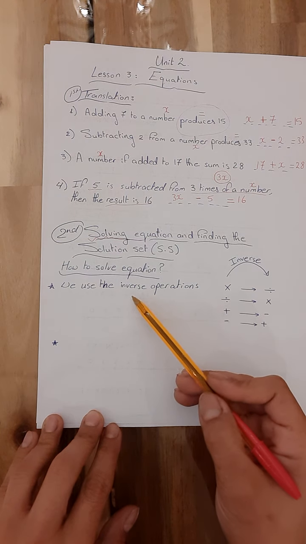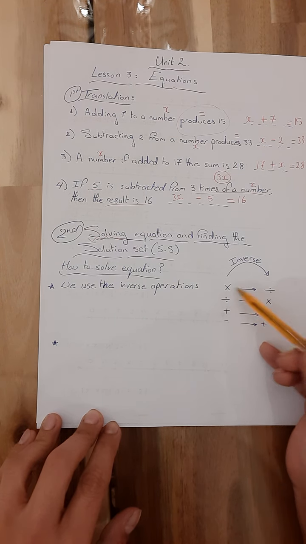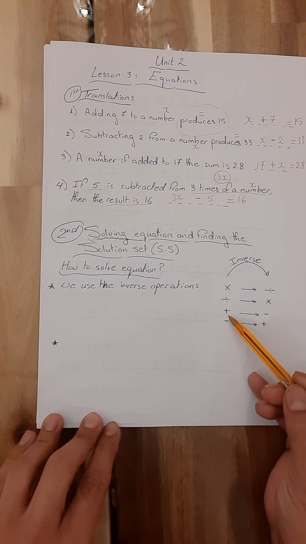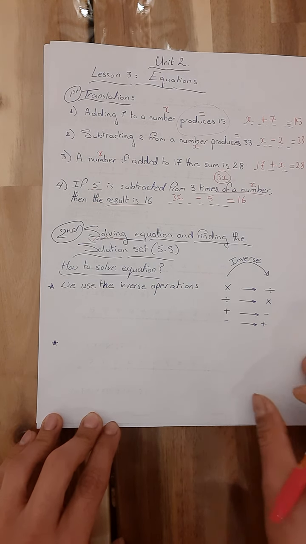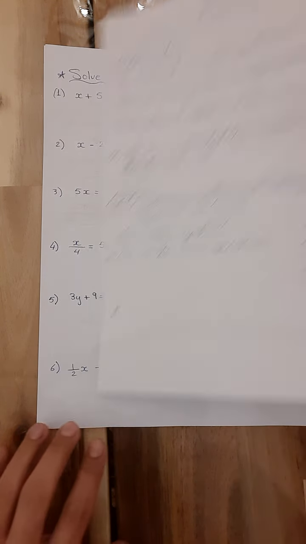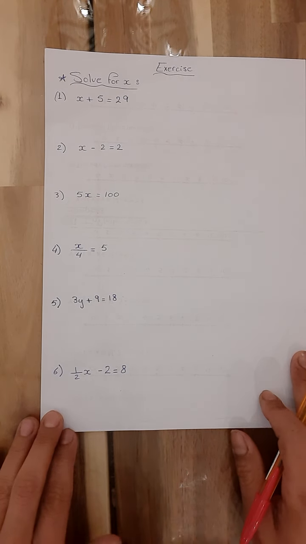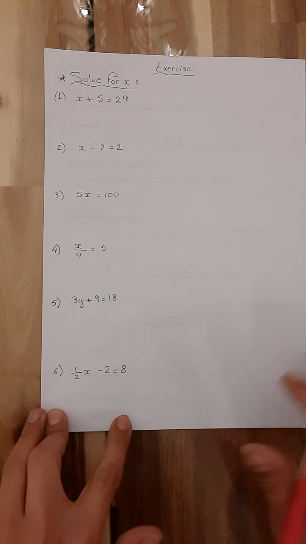How to solve an equation? We use the inverse or the opposite operations. The opposite of multiply is divide, and the opposite of divide is multiply, and the opposite of plus is minus, and the opposite of minus is plus. Let's see and solve some examples. He will give you a problem in the test and tell you solve for x or find x.